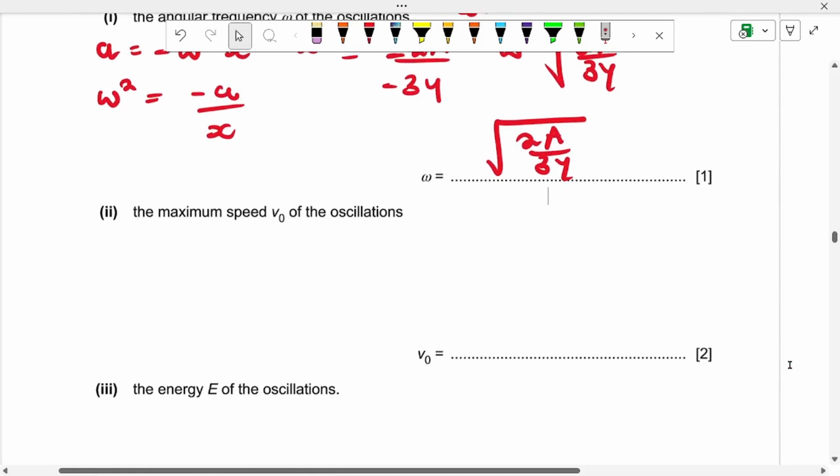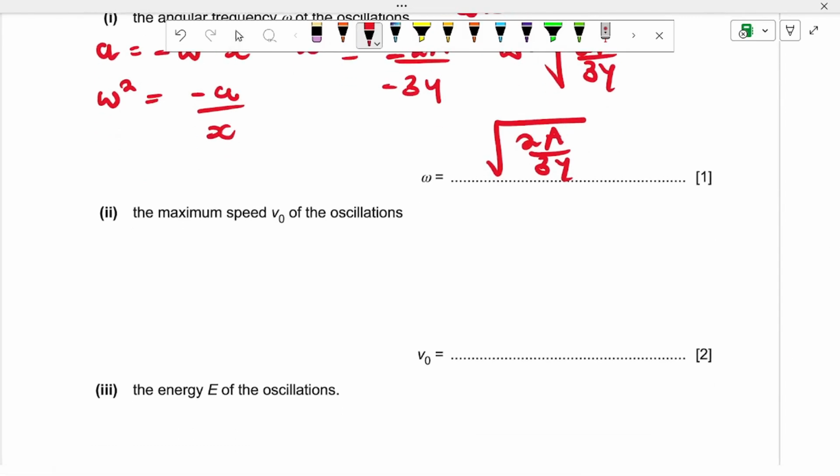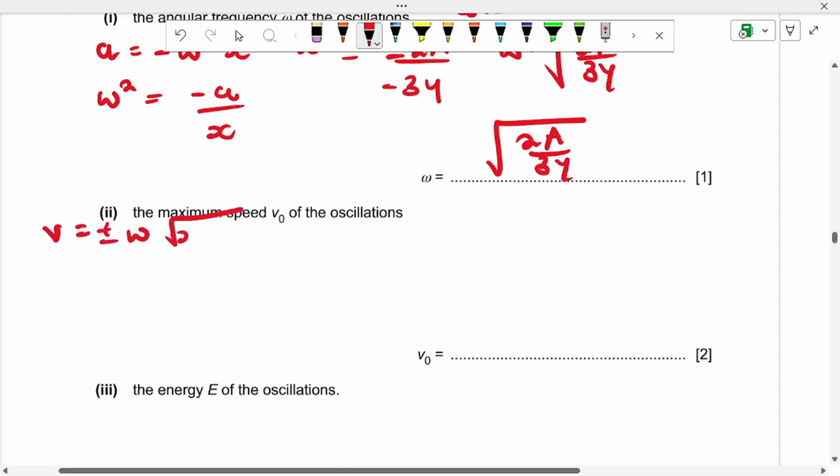The maximum speed v0 of the oscillations. What is an expression for speed in simple harmonic motion? V is going to be equal to plus or minus omega, the square root of x naught squared minus x squared. If you have the motion of something, maximum speed only occurs when you're exactly passing through the origin. When you're passing through the equilibrium point, that is when you're going to have the greatest velocity. It's only when you pass through that point.